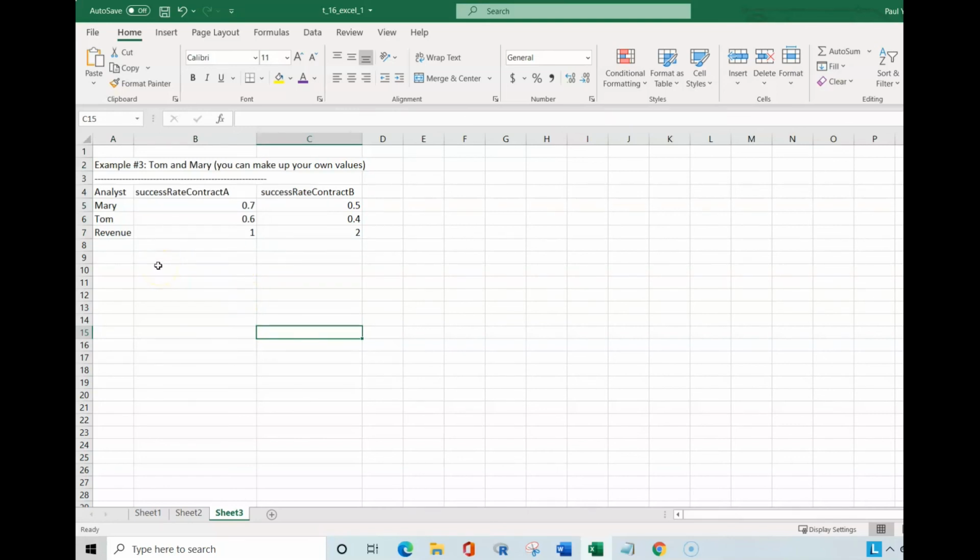And the revenue, we do not use it up to now. So Mary for type A is 70% and 60% for Tom. For type B, Mary is 50%, Tom is 40%. So actually, Mary is always performing better than Tom. Let's assume we have 100 projects each. They are going to take 100 projects for both financial analysts.